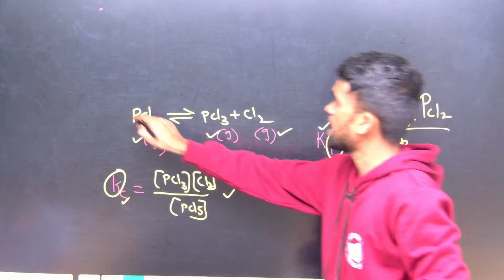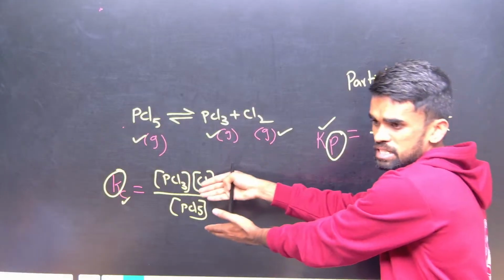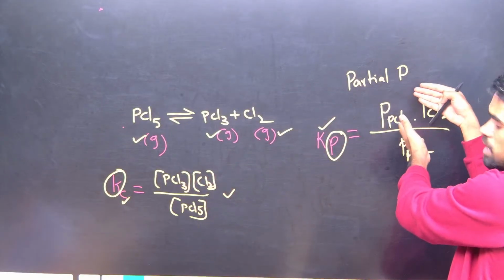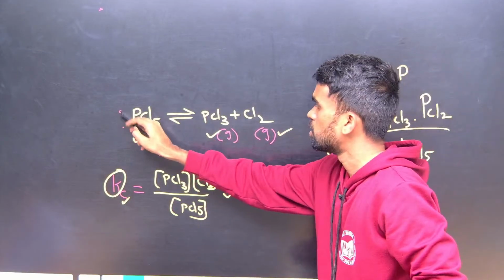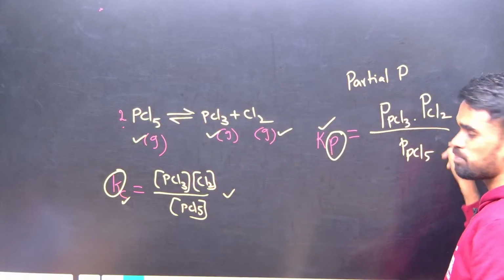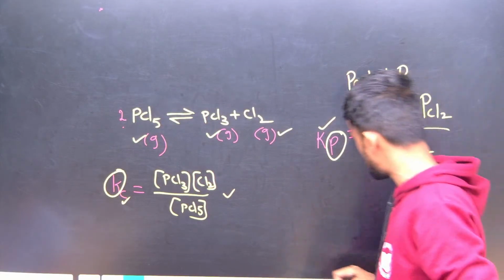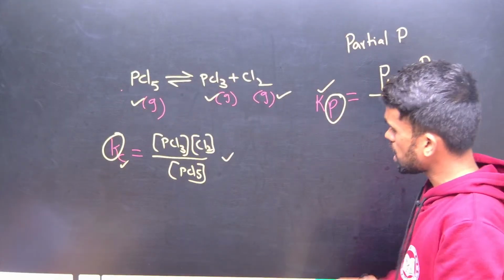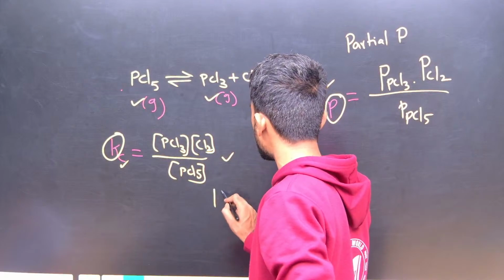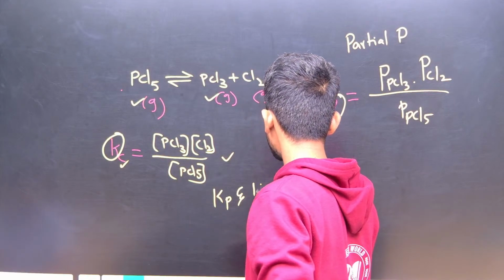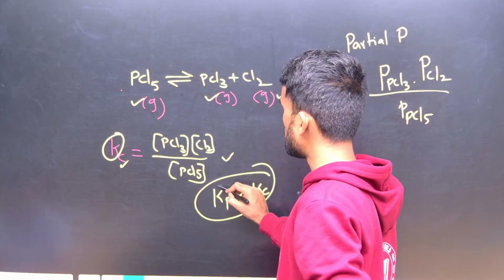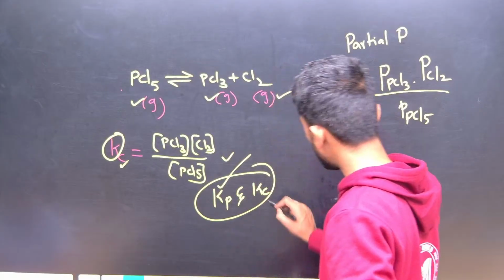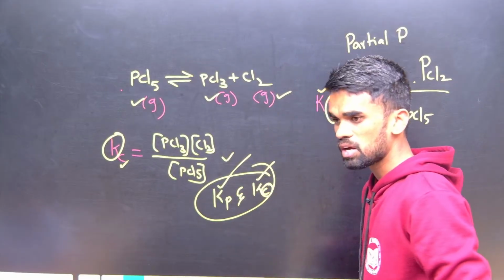If there is any stoichiometric coefficient, whatever steps you follow here, take the same here also. Like if it is 2 here, PCl5 power 2, partial pressure of PCl5 power 2, like that. Now they will ask what is the relation between Kp and Kc. Equilibrium constant in terms of partial pressure, equilibrium constant in terms of molar concentrations.